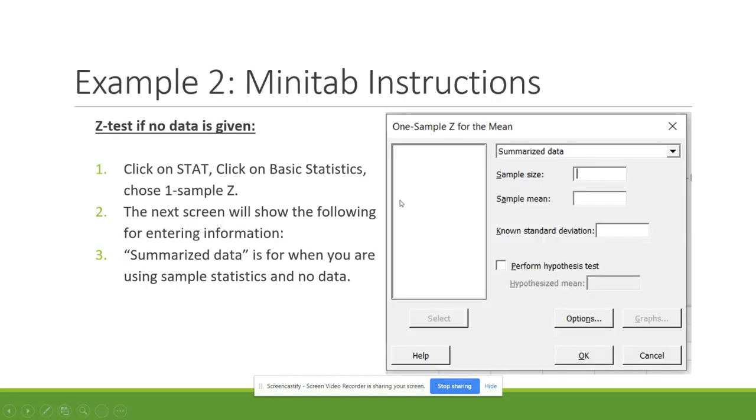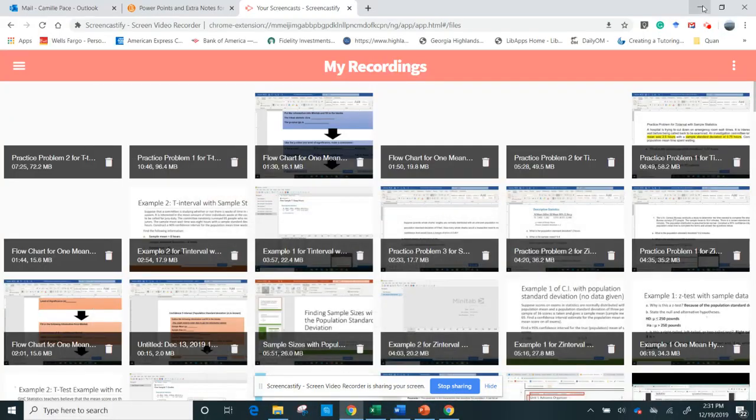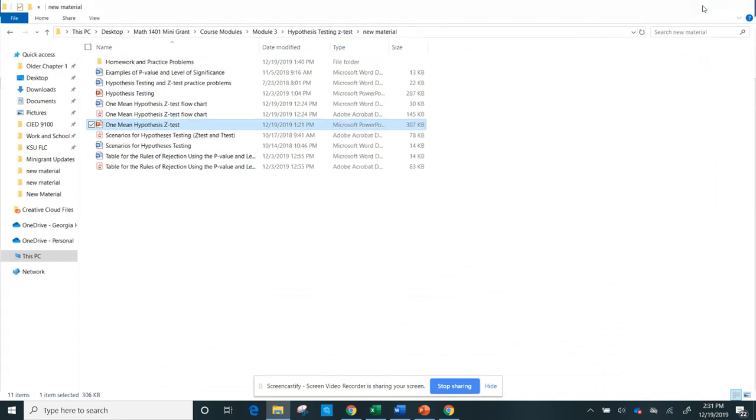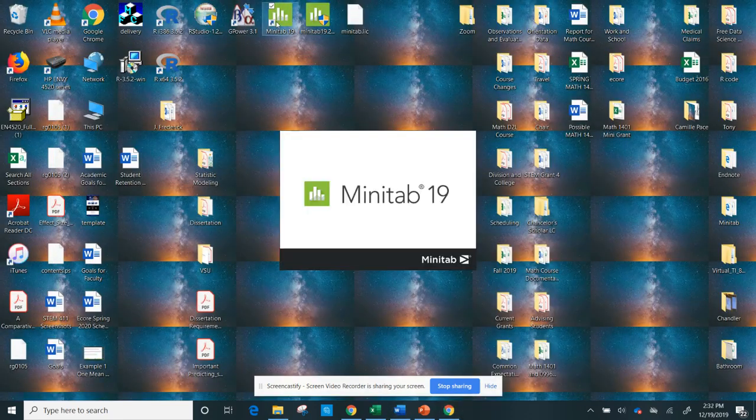So I'm going to go to Minitab and I'm going to show you how to put it in. So I'm going to go to my screen, close all my stuff, and then I'm going to go to Minitab. I'm going to open it up.